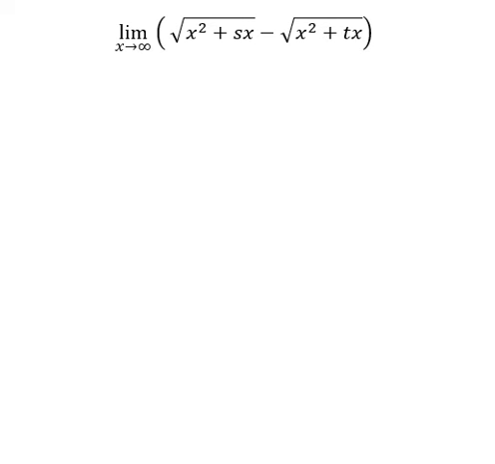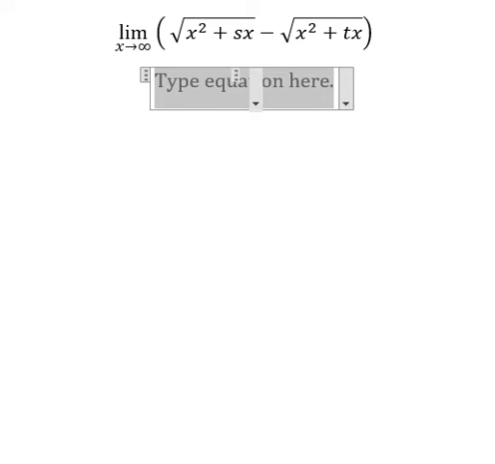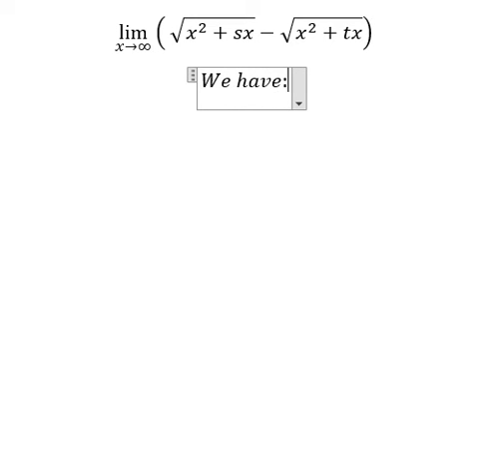Hello everybody. So today I want to talk about calculus, the topic that is about limit. So now I want to show you how to answer. We have the formula in here.